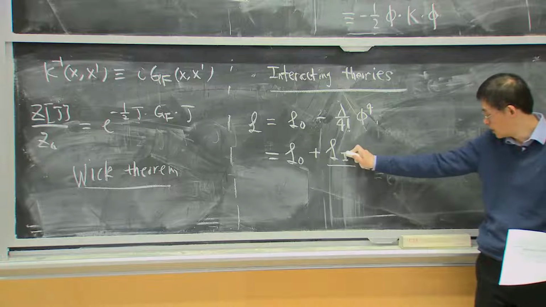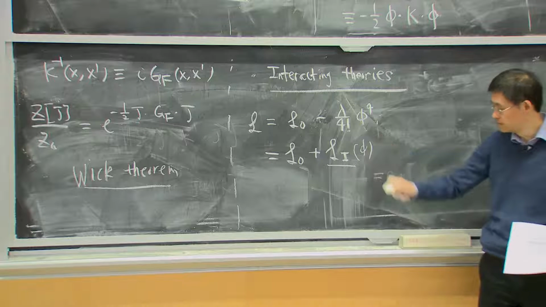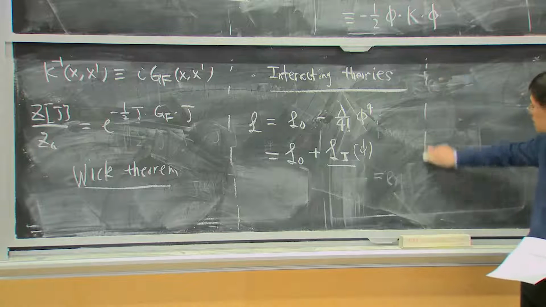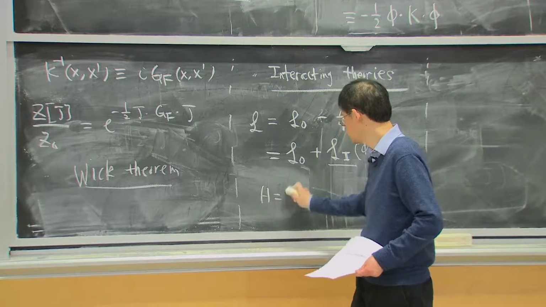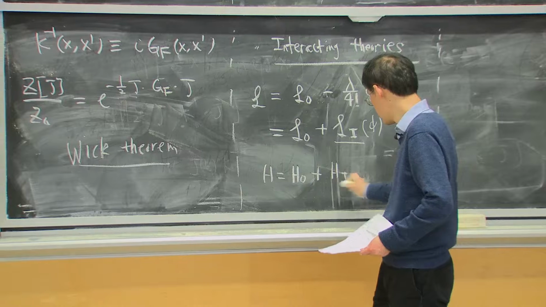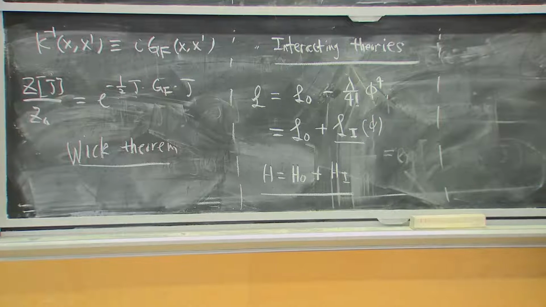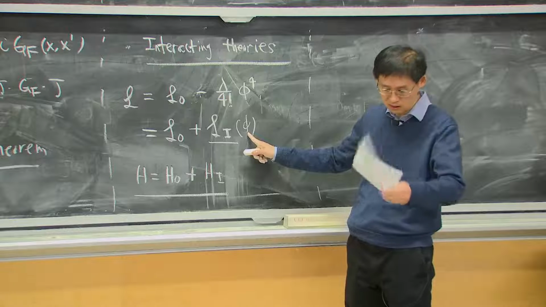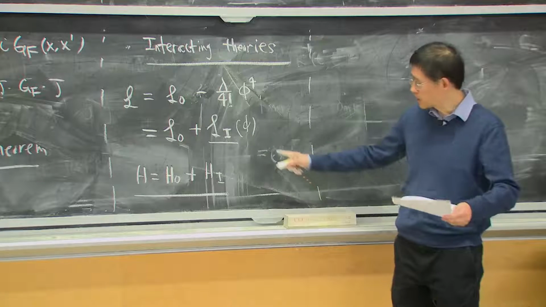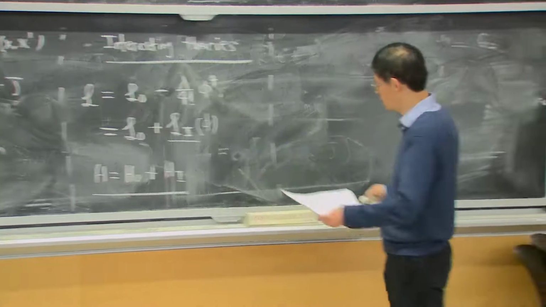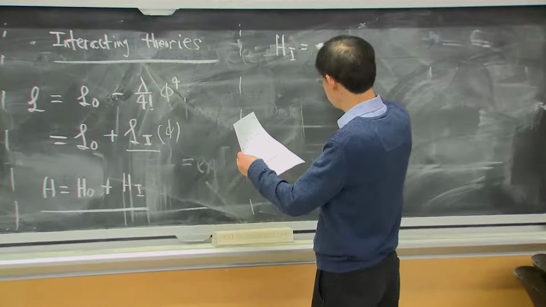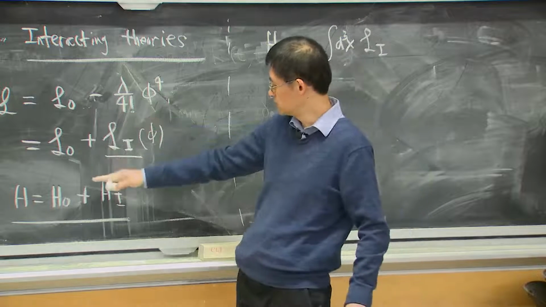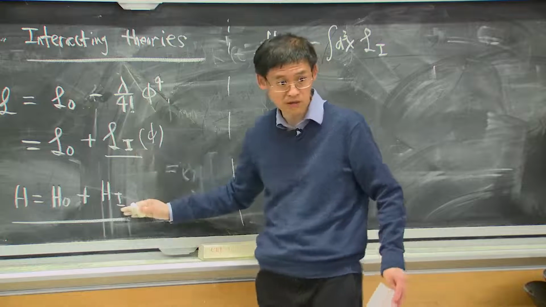You have some extra term that depends on phi. And similarly, your Hamiltonian will also be the free theory Hamiltonian plus an interacting one. For simplicity, let's say this Li, as in this case, only depends on phi and does not depend on the time derivative of phi. If it does not depend on the time derivative of phi, then Hi is essentially just minus this d3x Li. When you do the Legendre transform to go from L to H, that doesn't change this term if it does not contain a time derivative.